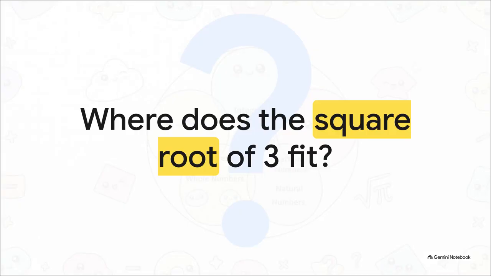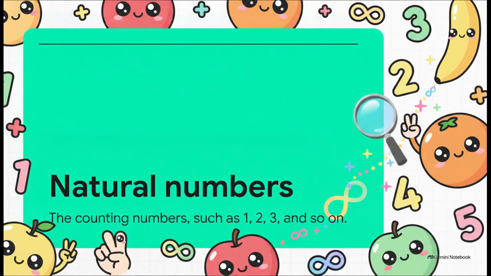Okay, to get us started, I want you to imagine this giant, messy pile of numbers. We're talking positives, negatives, weird fractions, and those decimals that just seem to go on forever. Now, if you reached in and pulled just one specific number from that pile, let's say the square root of 3, where exactly does it fit? Is it a fraction, an integer? Well, to solve that mystery, we actually need to build our number universe step by step, starting from the absolute basics and expanding outward.